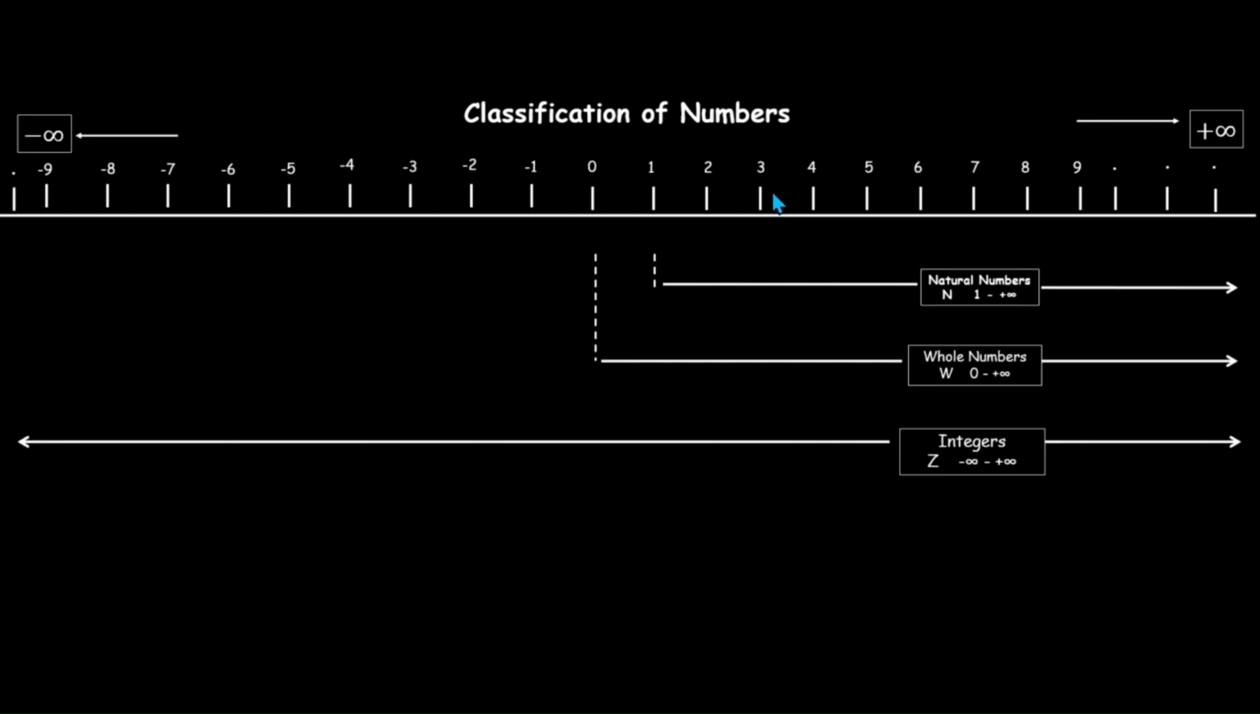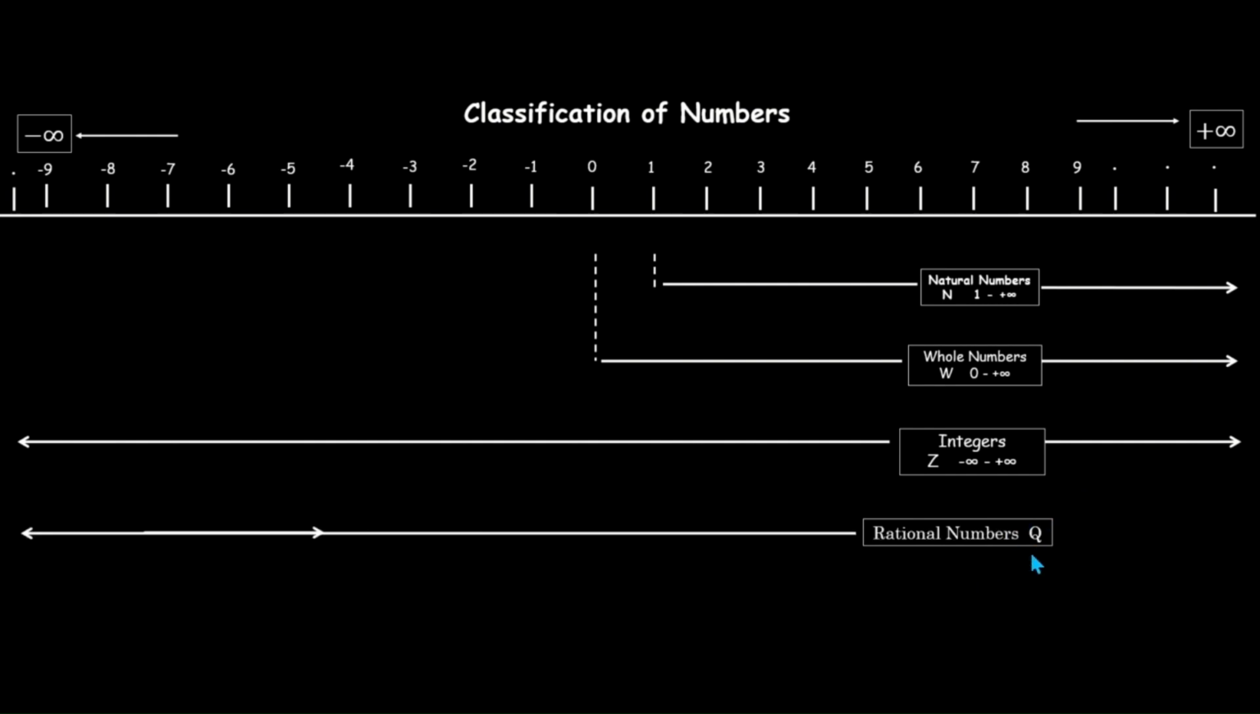So if we take all those fractional numbers which can be represented in the P by Q form and add them to integers, then we get rational numbers, represented with the symbol Q. So rational numbers contain all the numbers ranging from negative infinity to positive infinity, that is, integers, and the fractional numbers that can be represented in the P by Q form. And the numbers that cannot be represented in the P by Q form are irrational numbers.